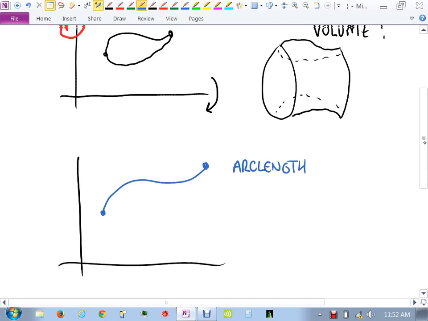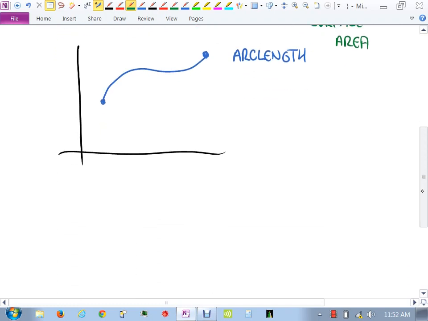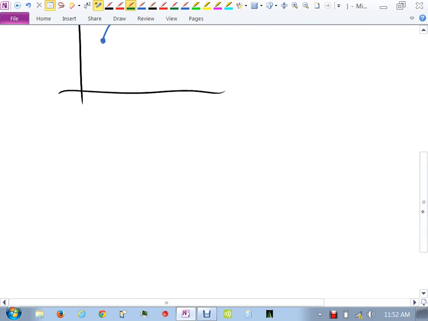Back when I rotated this guy, look at this one right here. I said we would find the volume. We could also find the surface area, which would mean if we were to try to paint it, how much area would that be? So we could ask that question also. Now, all of these things that we do here are going to involve what's called the antiderivative.